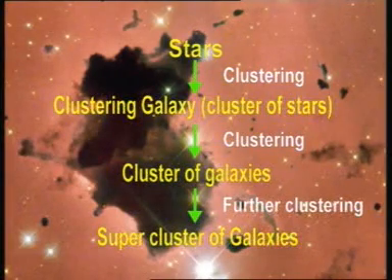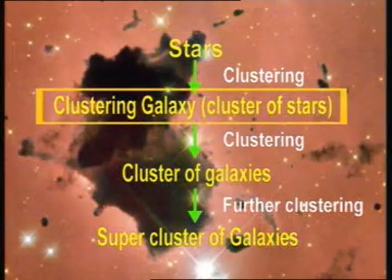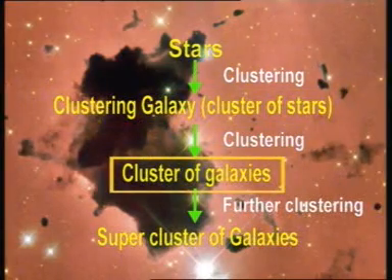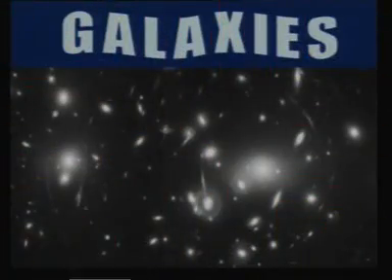So this is how the universe is made of: stars, galaxies, clusters of galaxies, and superclusters of galaxies. And this one, for example, is a cluster of galaxies.